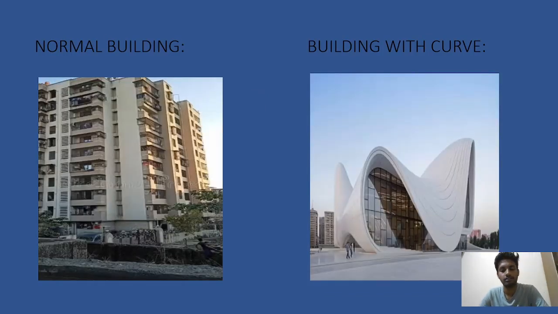So that's the difference between a normal building and a building with curve. The normal buildings, the ones we see mostly, are pretty normal, pretty straight, no slanting stuff and all that. But on the other side, when we see a building with curve, it looks fancy. A few people probably won't like it, but yeah, it looks fancy. It looks different from all the buildings you see.